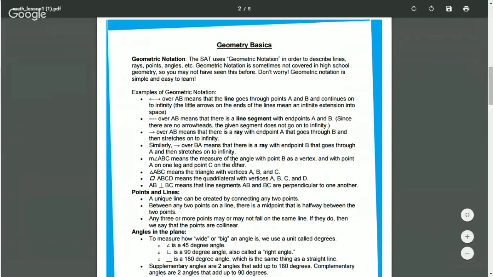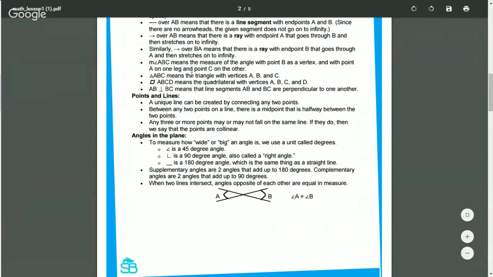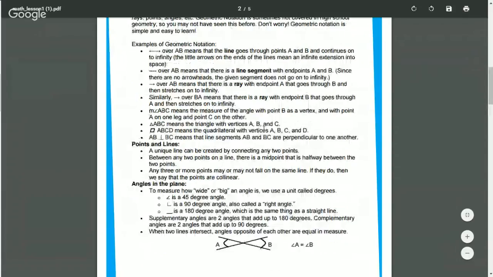And now, points and lines. A line is created by connecting any two points. So we can say this is sort of like a line segment, where it connects any two points. Between any two points on a line, there is a midpoint that is halfway between the two points. So a midpoint is basically the halfway point in between two points. Any three or more points may or may not fall on the same line. If they do, then we can say that the points are collinear.